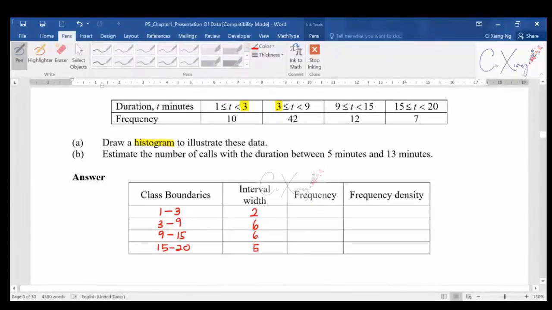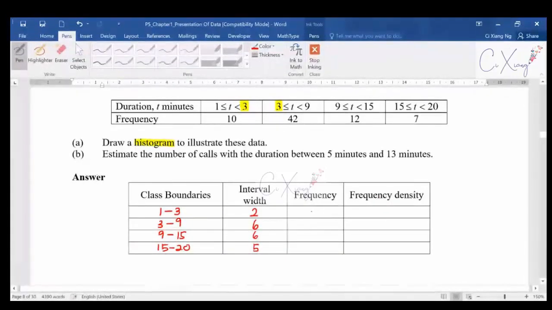Last time when you learned histogram, you didn't actually check the width. But from now onwards, please make sure you check the width before you draw a histogram. If you look at the width here, you have different values: 2, 6, 6, 5. As long as you have different values, you have to draw an unequal width histogram. If all the widths are the same, then it is still the normal type of histogram. So when you want to draw an unequal width histogram, you need to create another column called frequency density.